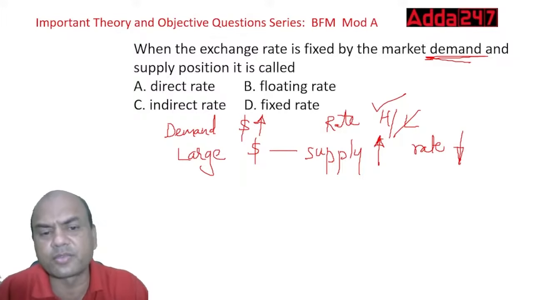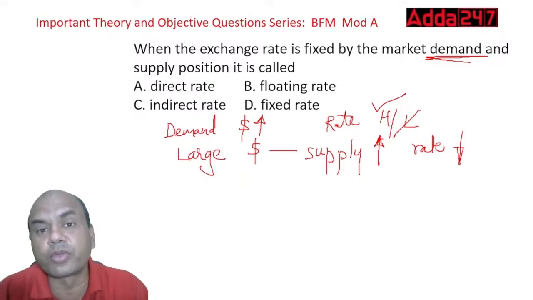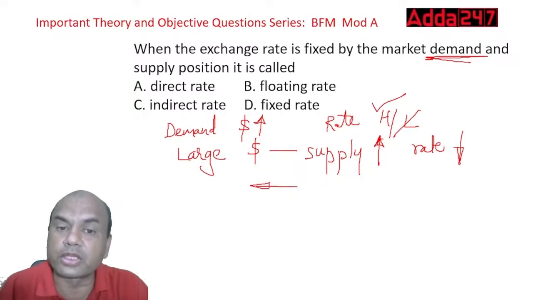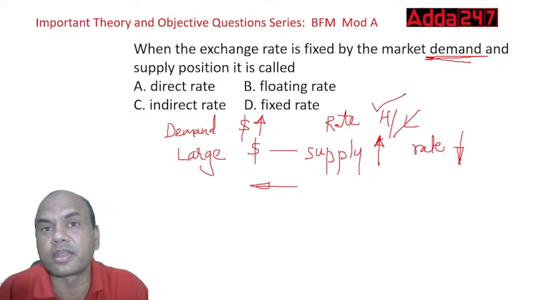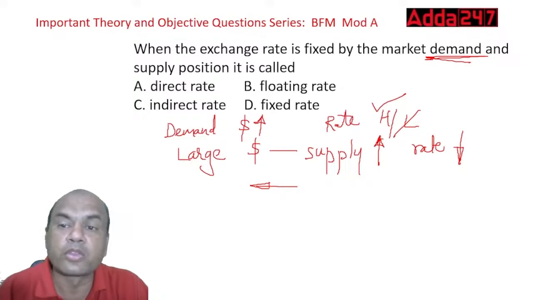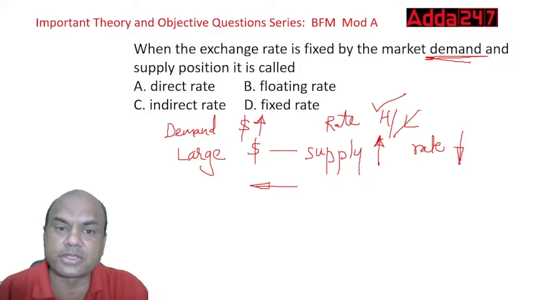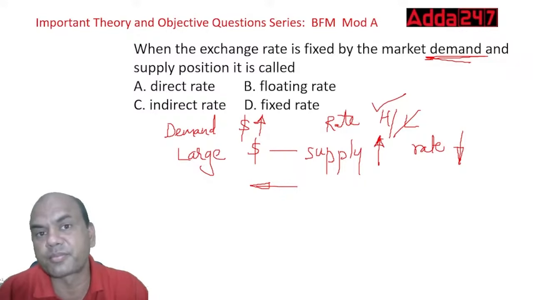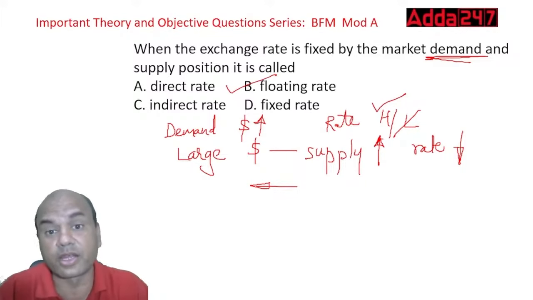And vice versa. If all the investors are moving out of the country, so dollars are moving out, then what happens? There is less supply of dollars in this country, so the rate will go up. So what is this called? Whenever it's decided by this demand and supply position, is it called direct, floating, indirect or fixed rate? It is called floating rate, correct? Remember, it is called floating rate.